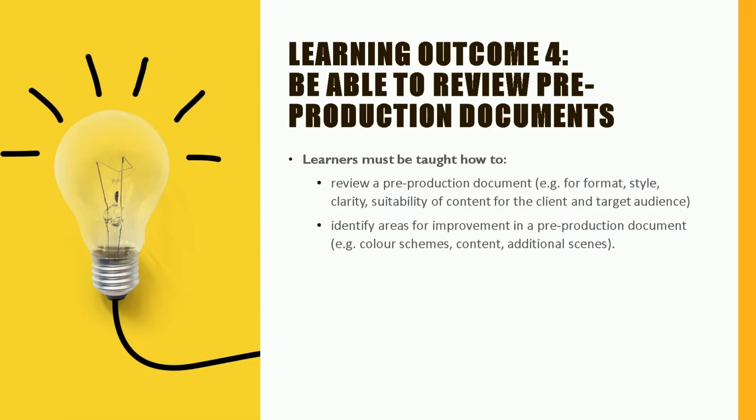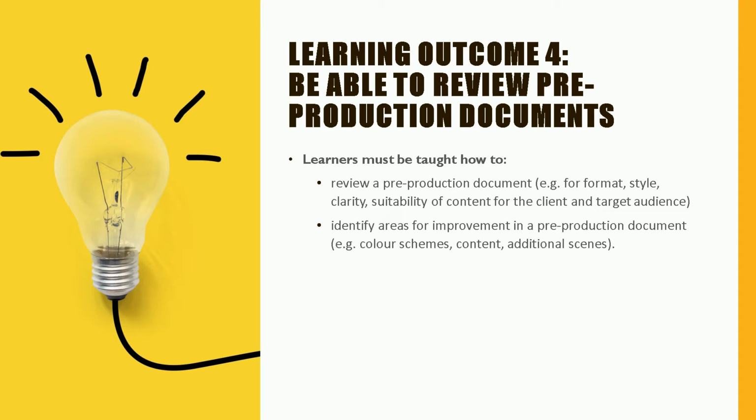So Learning Outcome 4 then, in terms of the specification, if we look directly at the specification, learners must be taught how to review a pre-production document. So they could get an exam question asking them to review a mood board, or review a storyboard, or review a script, visualization diagram, or a mind map. So what the students need to do is focus on key elements when they do the review. They need to talk about formatting, style, clarity, suitability of the content for the client and target audience.